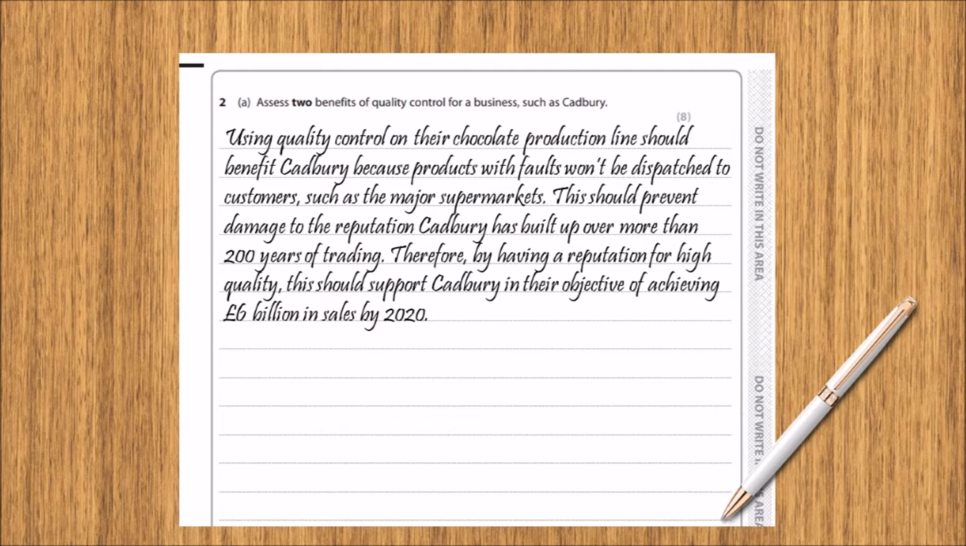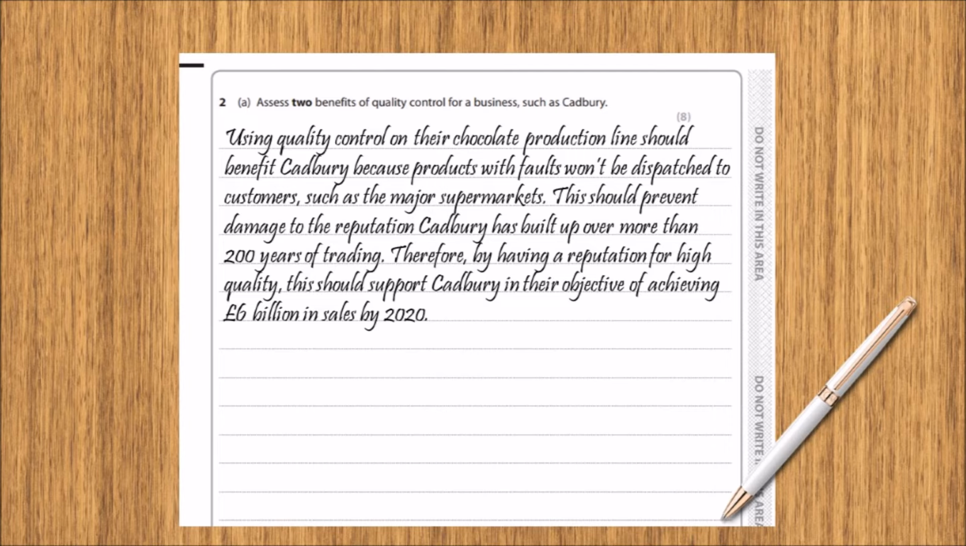So let's open it up by saying using quality control on their chocolate production line, so we'll try and get the application going inside the first sentence, should benefit Cadbury because, and then we're going to need a solid point that we're going to base this paragraph around. And we're going to say that quality control could benefit Cadbury because products with faults won't be dispatched to customers, such as the major supermarkets. So we're going to use the major supermarkets just to keep this idea in context. But the point that we're going to base this whole paragraph around is that quality control could be good for Cadbury's because now they won't be sending products out to customers that are faulty.